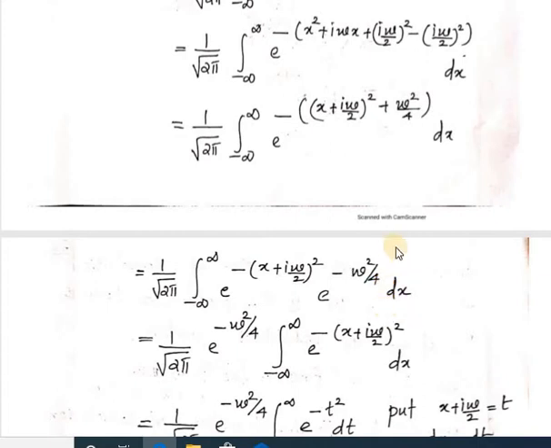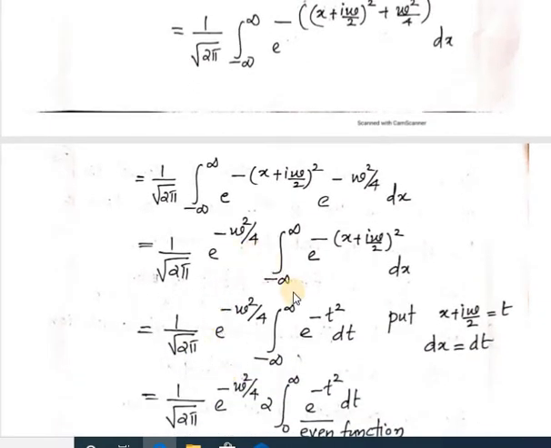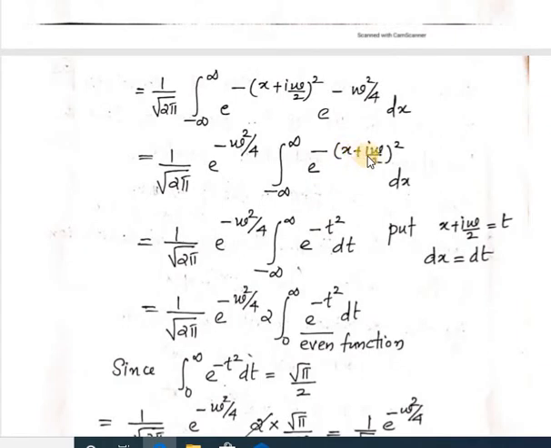Since we are integrating with respect to x, this term is completely a constant, so we can take it outside. So it is 1 by root 2 pi e raised to minus omega square by 4 integral from minus infinity to infinity of e raised to minus (x plus i omega by 2) the whole square. Now we cannot directly integrate this one, so we integrate using substitution, and for that we put x plus i omega by 2 equal to t. Now taking the derivative on both sides, the derivative of x with respect to x is dx, and here it is dt, since i omega by 2 is a constant and its derivative is 0. So it becomes 1 by root 2 pi e raised to minus omega square by 4.